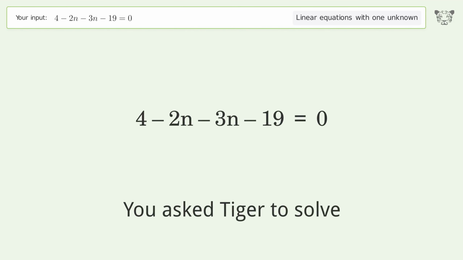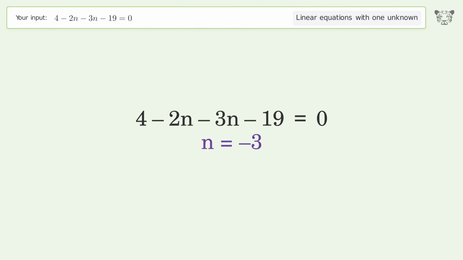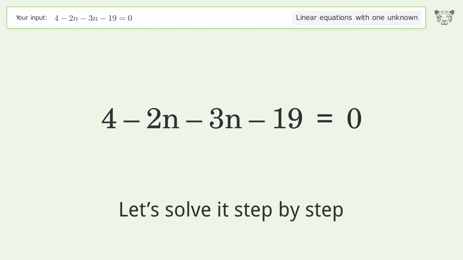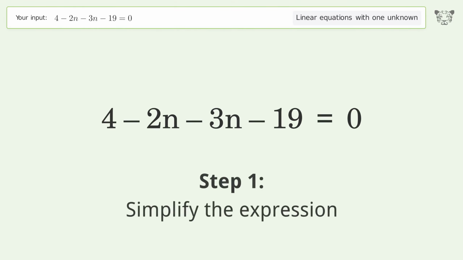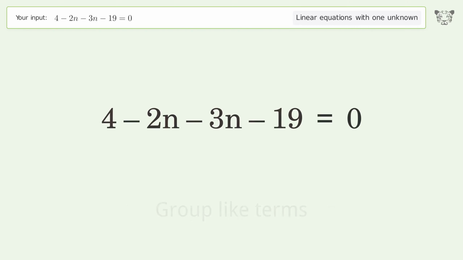You ask Tiger to solve. This deals with linear equations with one unknown. The final result is n equals -3. Let's solve it step by step. Simplify the expression. Group like terms.